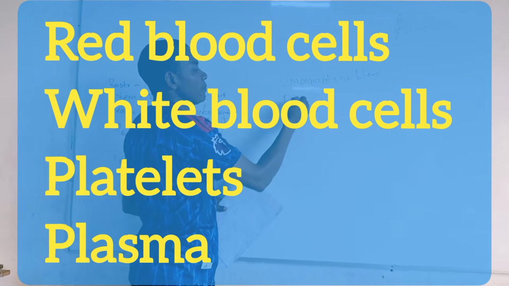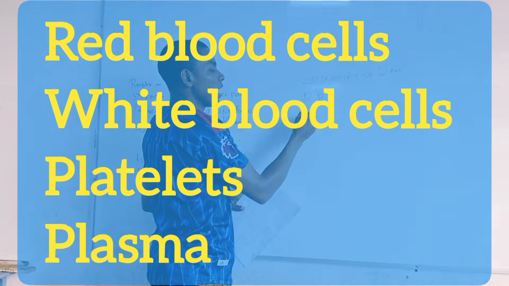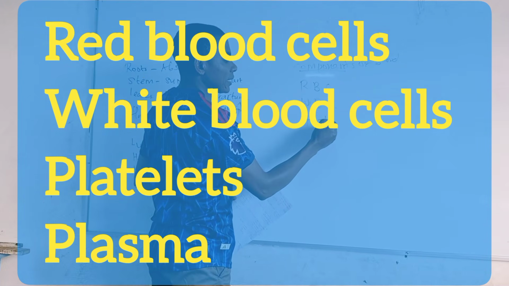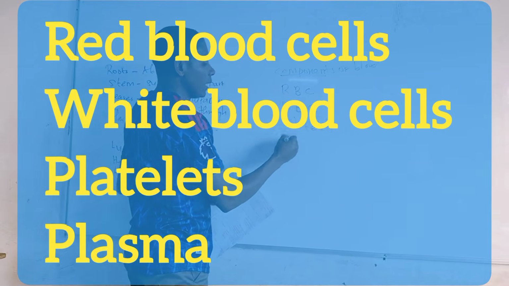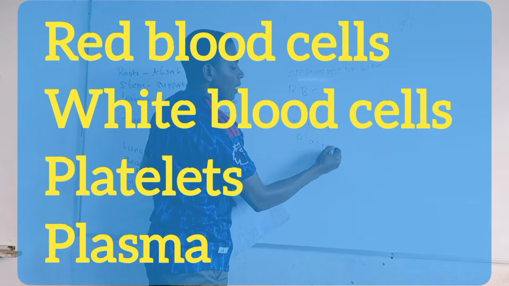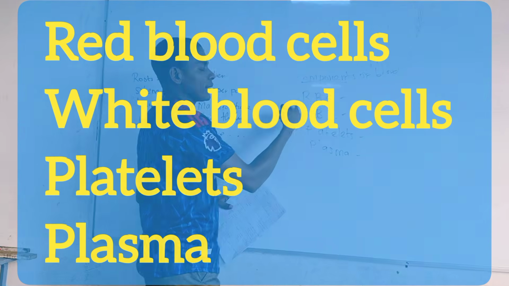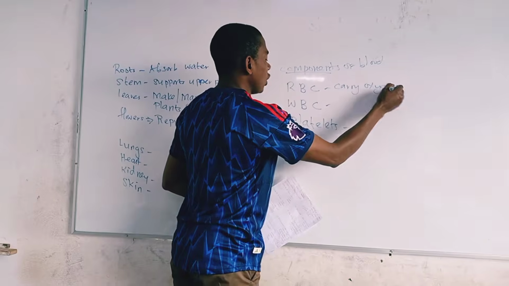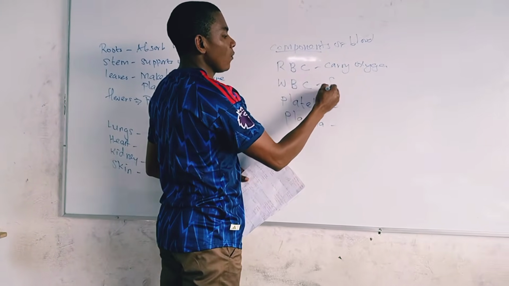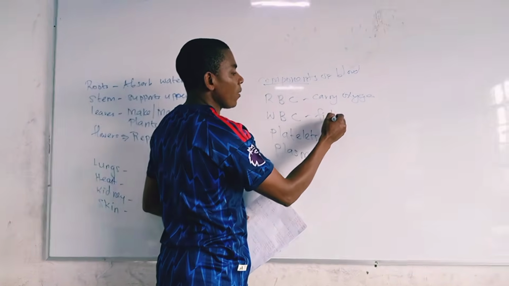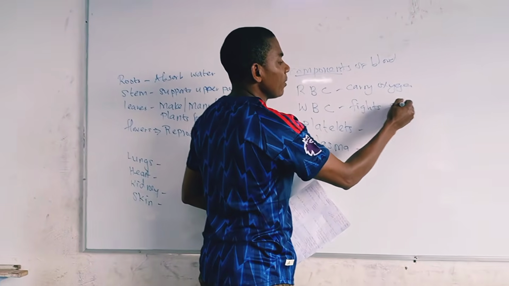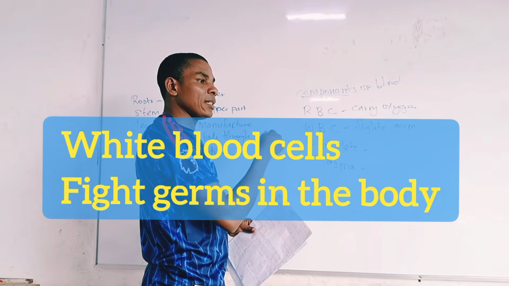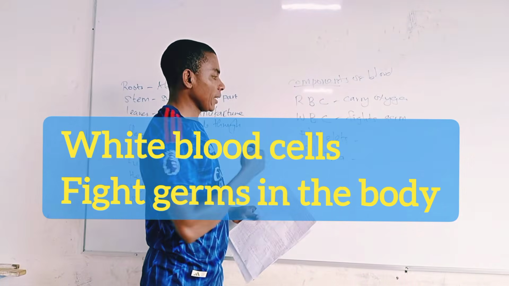We have red blood cells, white blood cells, platelets and plasma. So red blood cells carry oxygen. White blood cells fight germs in the body. They are called the soldiers of the body, that is, the soldiers of the body.